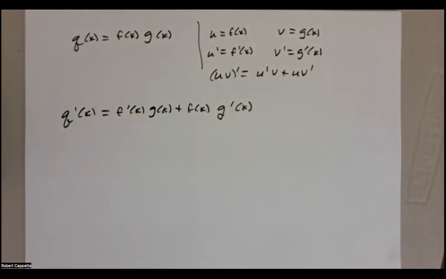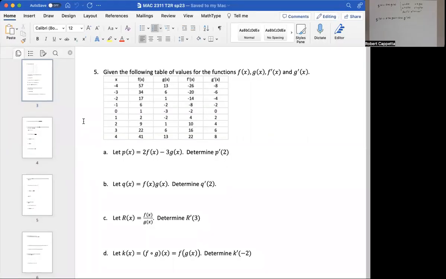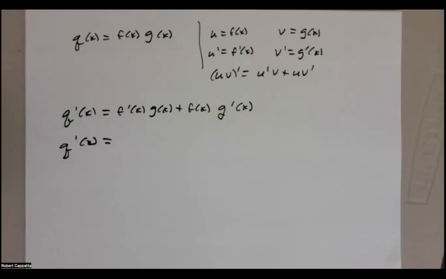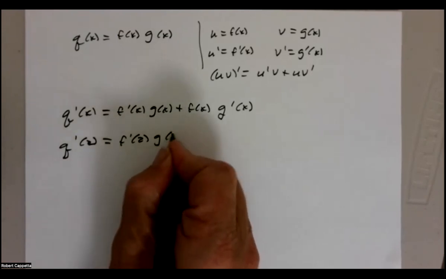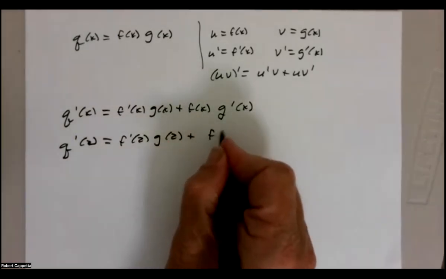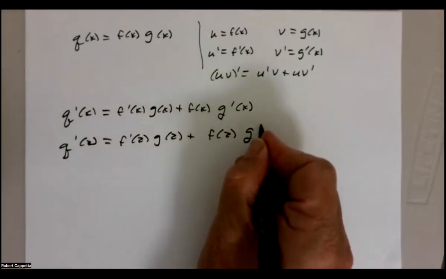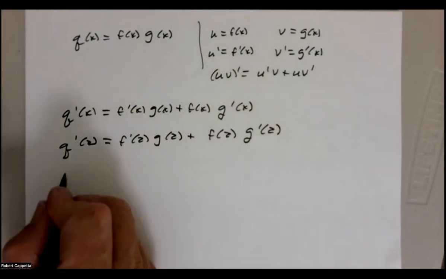But what did the question ask for? The question asked for q prime of 2. So if that's the case, q prime of 2 will replace all of the x's with 2's. So q prime of 2 is f prime of 2 times g of 2 plus f of 2 times g prime of 2.